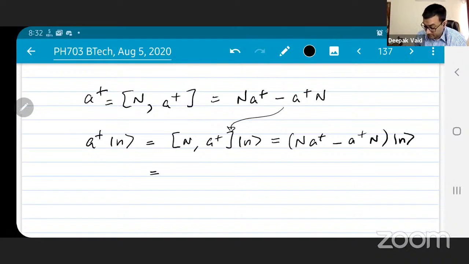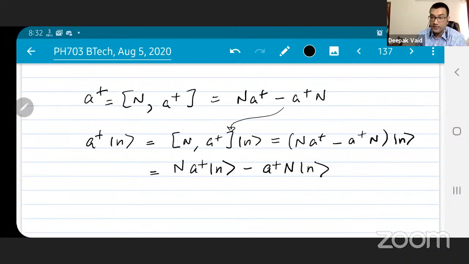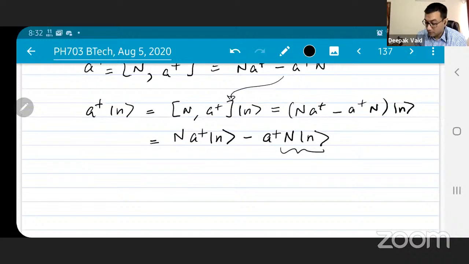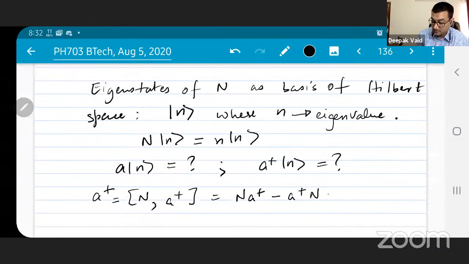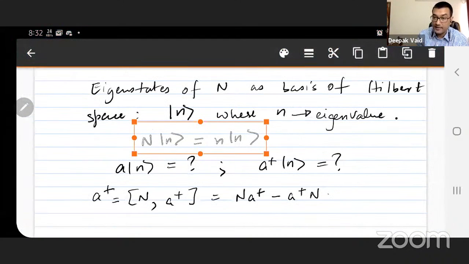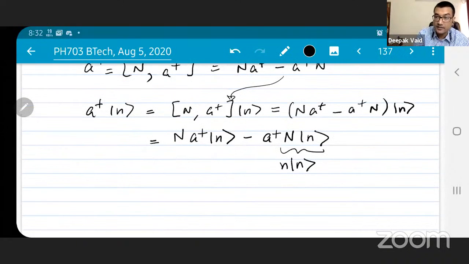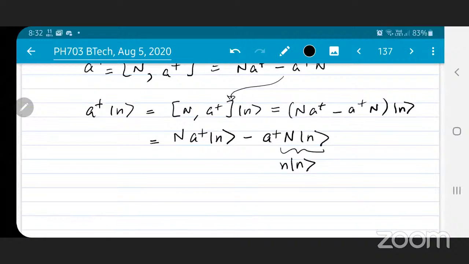So what do we get on the right side? We get n times A dagger n minus A dagger times the number operator acting on n. Now the number operator acting on n, what is this? This is small n times ket n. Why? Because as we said, this is the eigenstate. We have made that assumption, right?